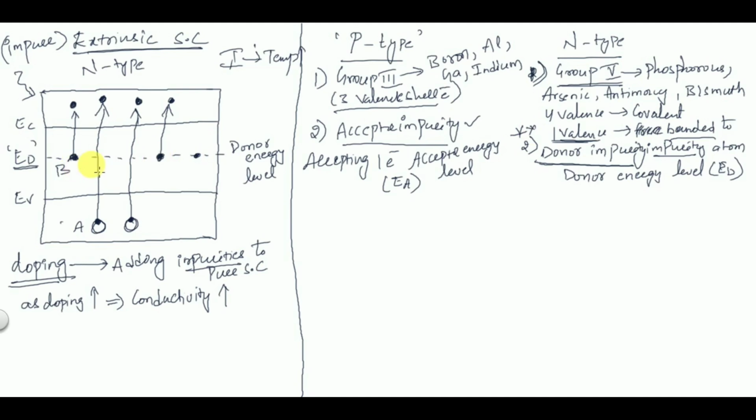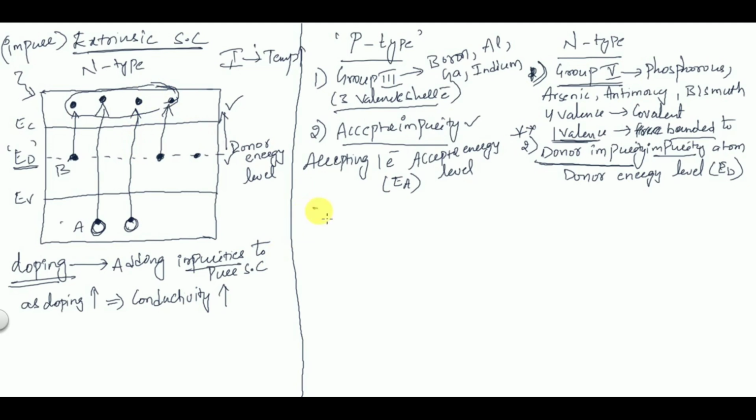So when they jump from the donor energy level to the conduction band, no hole is left over. If you observe here, when an external force is applied, in this example the number of holes formed is 2 and the number of electrons formed is 4. This is because there are excess electrons due to the impurity atom.